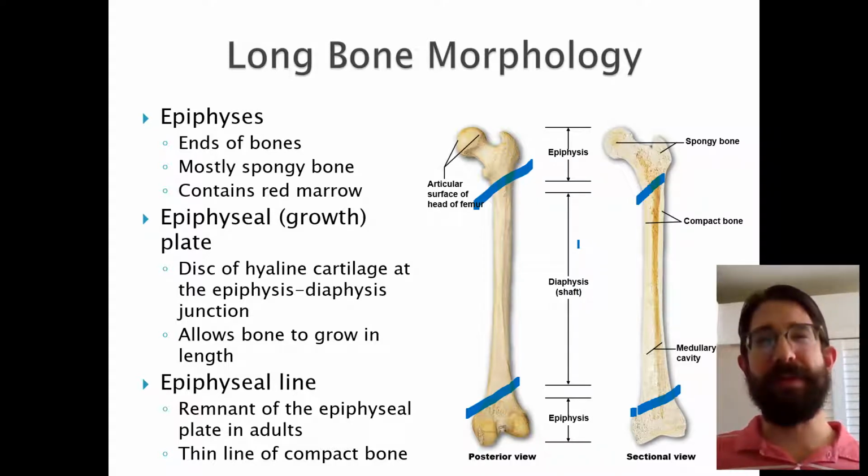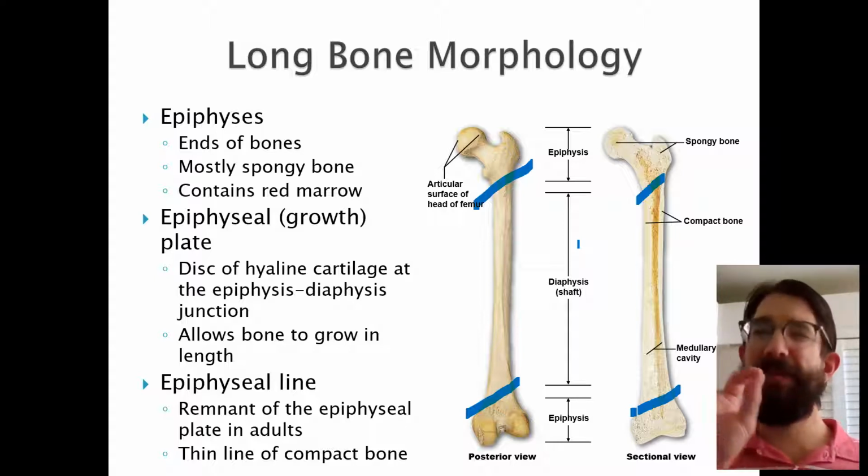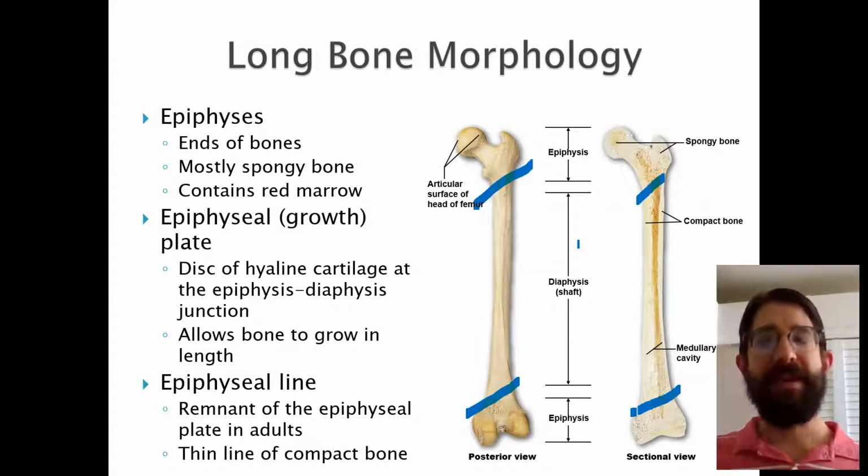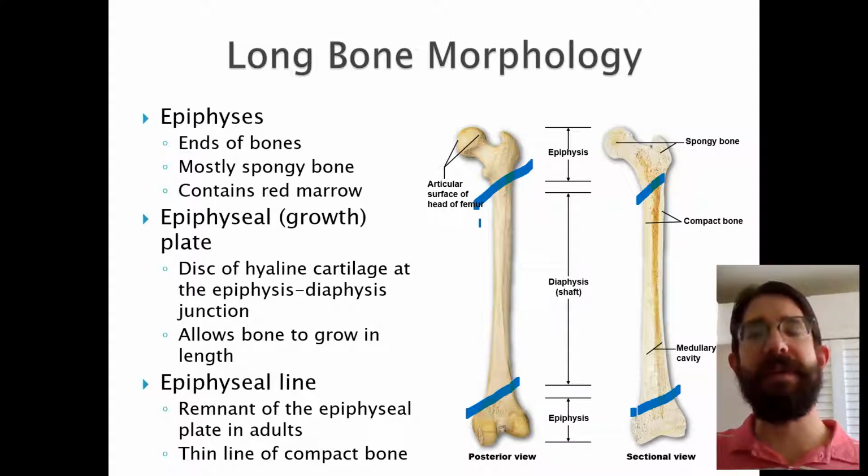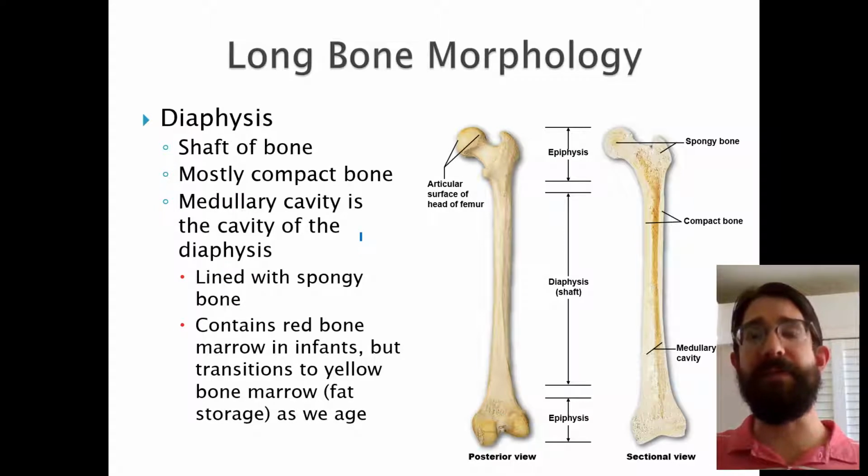But once you're an adult and your long bones stop growing, you have what's called an epiphyseal line. It's just going to be a thin remnant of where that growth plate fused and is now totally inactive. Just a thin line of compact bone. Okay, so now we know something about the ends of the bone. What about that middle part or shaft of the bone?